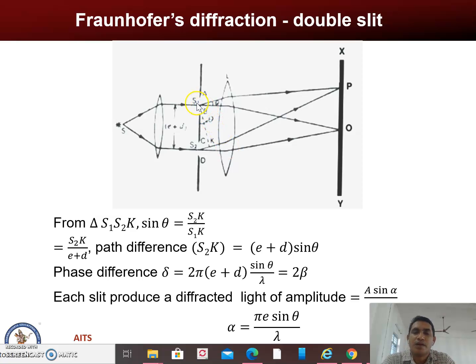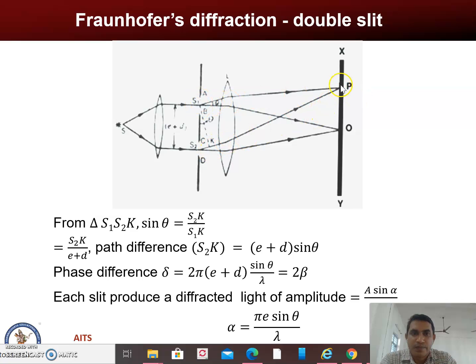When light rays reach position O, we will get the maximum intensity. We can also call this the principal maxima. When two rays, for example S1P and S2P, reach point P, there is some path difference between S1P and S2P. Then we will get the diffraction pattern at P.